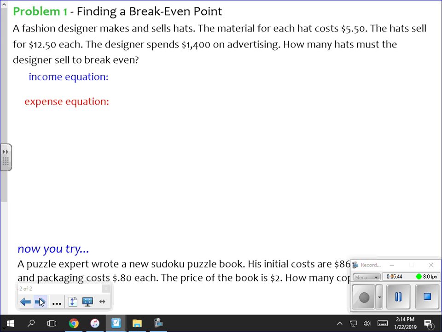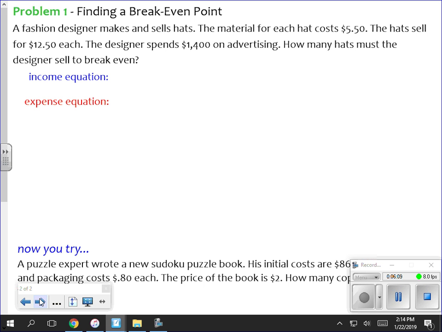Okay, problem number 1, finding a break-even point. A fashion designer makes and sells hats. The material for each hat costs $5.50. The hats sell for $12 each. The designer spends $1,400 on advertising. How many hats must the designer sell to break even?